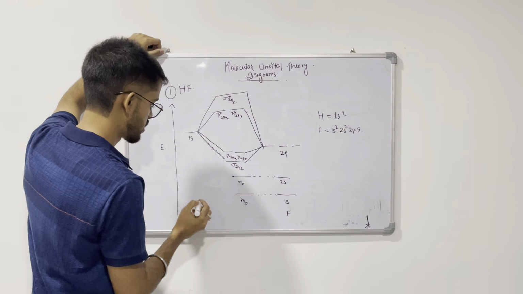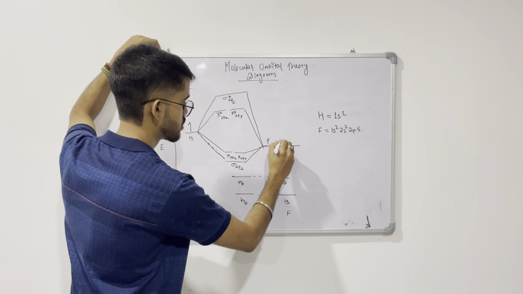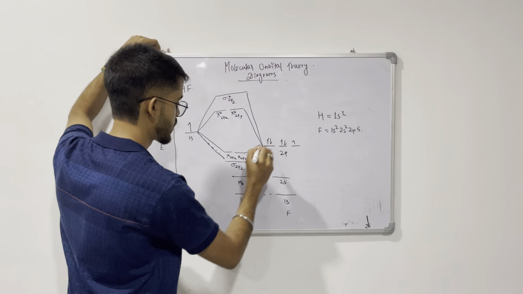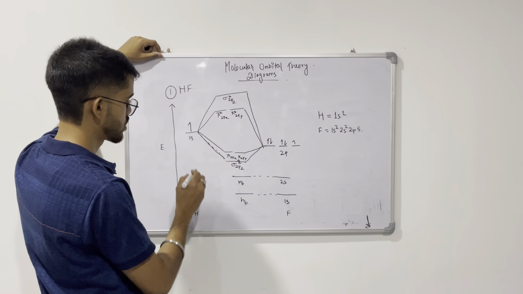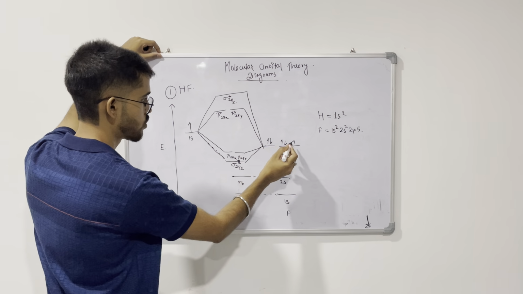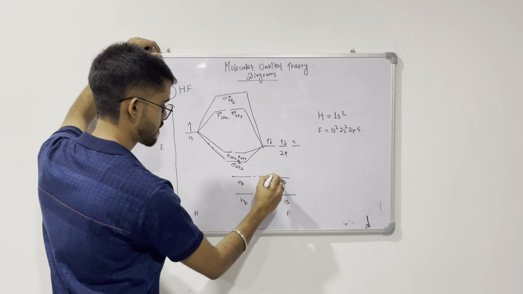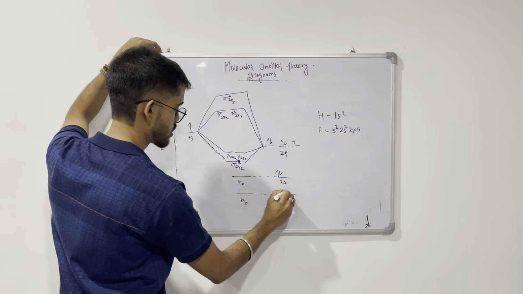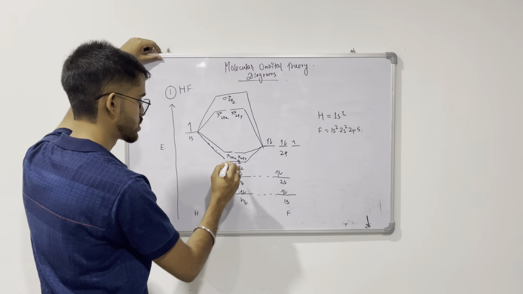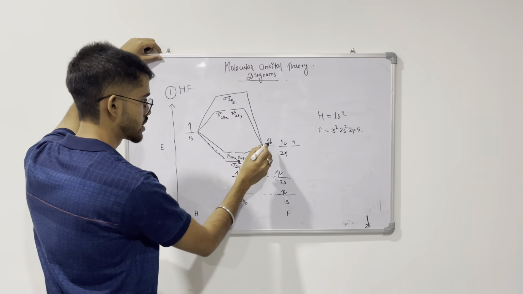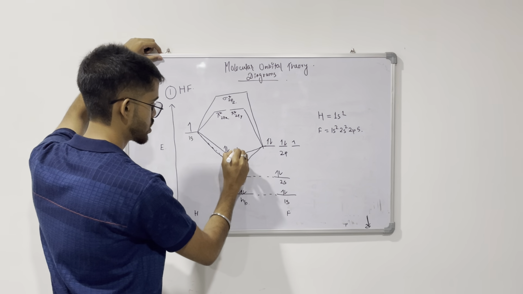So 1s orbital, how many electrons are there? 1. 2p orbitals, how many? 5. 1, 2, 3, 4, 5. So first of all, what will happen? Sigma 2pz will have 2 electrons, 1 from this, 1 from this. Again 4 left. Then what will happen? This will contain 2. So 4 left, and 1 from this, 1 from this. So 1, 2, 3, 4.